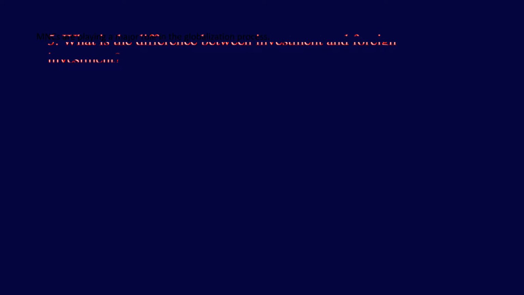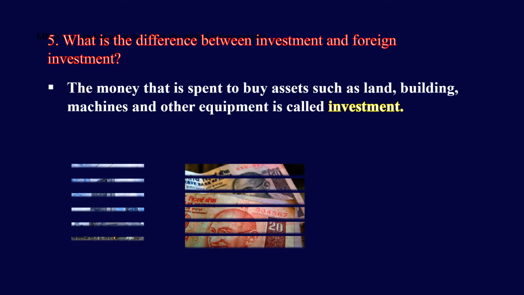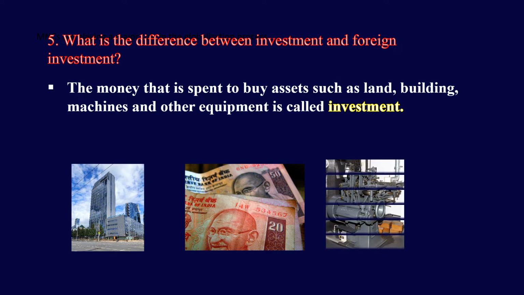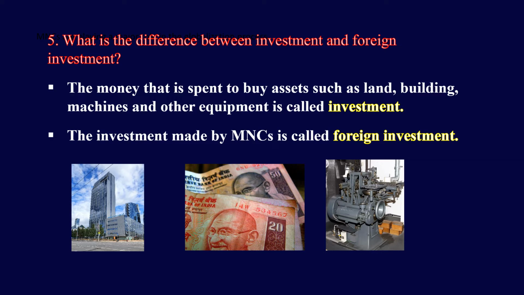What is the difference between investment and foreign investment? In the production of goods, the money which is used to buy land, buildings and other material is called investment. And the investment made by an MNC, a multinational corporation, is called foreign investment. Means foreign investment is the money that is invested by a foreign investor in a domestic company.